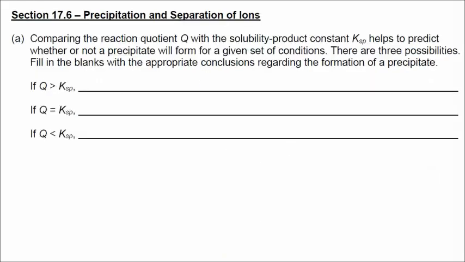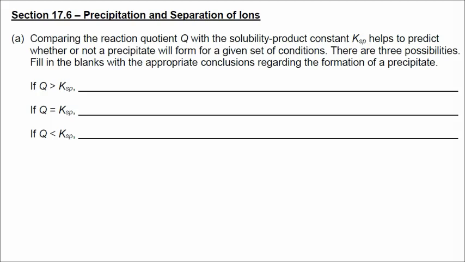Section 17.6, Precipitation and Separation of Ions. You may recall, back in chapter 15, we compared Q versus K to decide if the equilibrium was present and whether it would shift to the left or the right. Here we have an example. We're comparing Q to Ksp. Now, Ksp represents the saturated situation. So if you're already at equilibrium, then your solution is saturated.